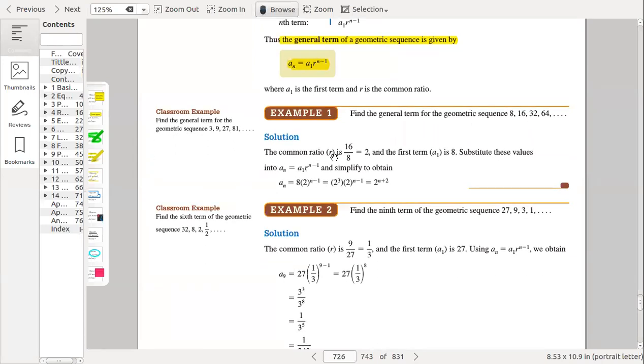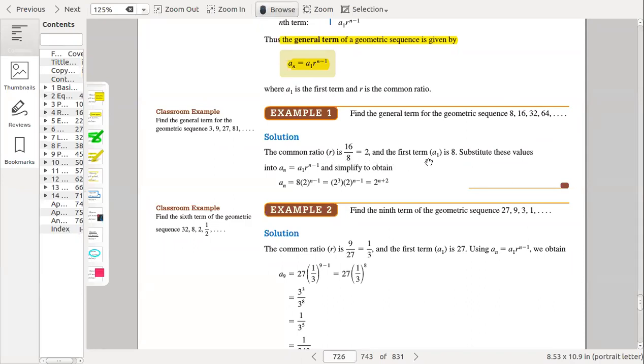Common ratio. What is the common ratio of this sequence? We have to divide 16 by 8, or we can find the multiplier of 8 that gives 16. If we divide 16 by 8, we get 2, or if we multiply 8 by 2, we get 16. It means the common ratio is 2. We denote this common ratio with r. So r is equal to 2.